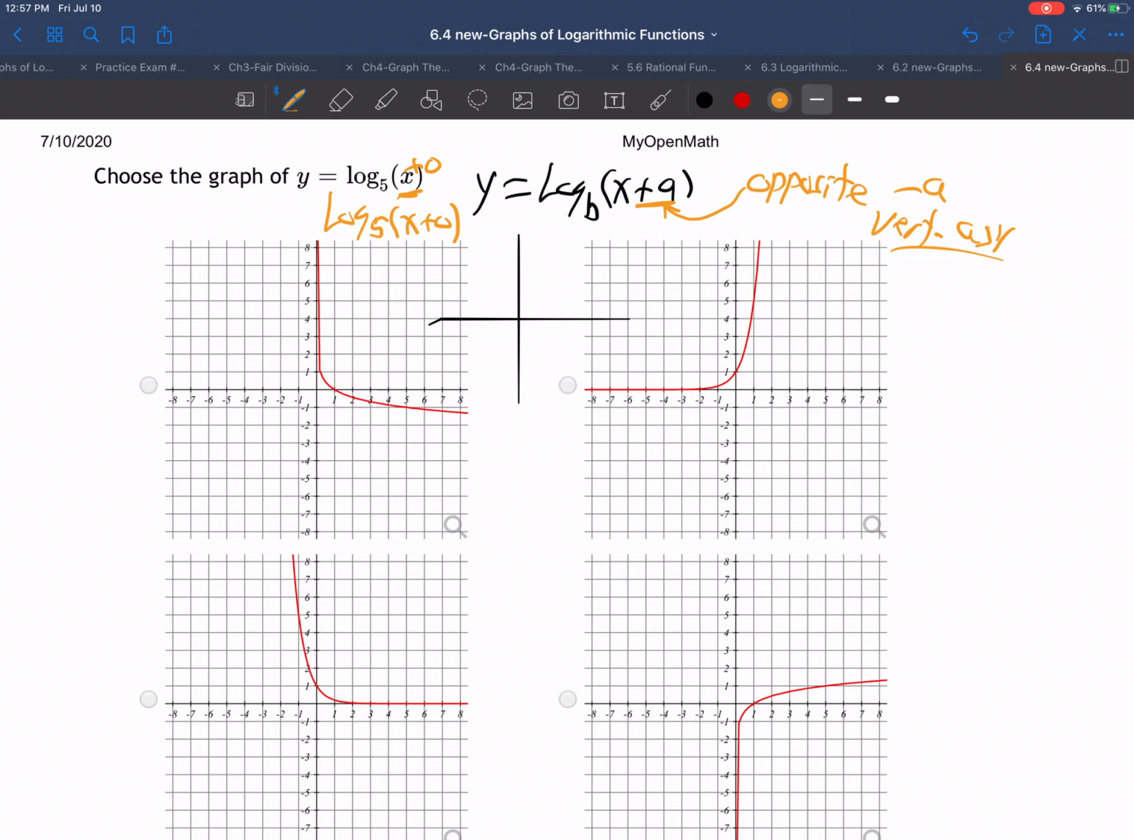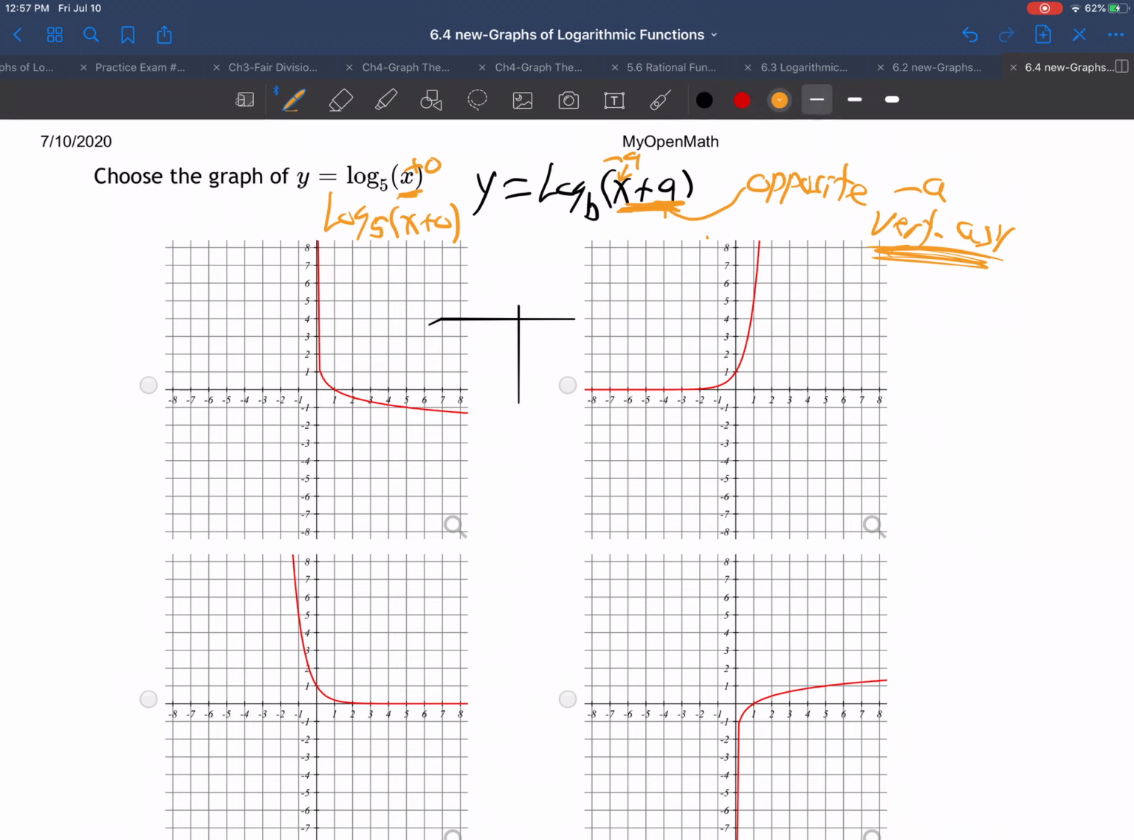Why? Because if you plug in negative a for x, what are you going to get? Log base b of negative a plus a, meaning log base b of 0. Why is that a problem? Well, try it on your calculator. Try log of 0. You'll get an error. That's because that's where the vertical asymptote is. The opposite of what's next to x makes the inside of the log 0, and the log of 0 is an error. So that's the first thing to know.